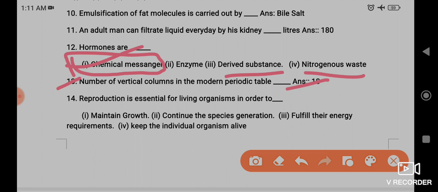Okay. Then number 14, reproduction is essential for living organisms in order to, so see the options out here: maintain growth, continue the species generation, fulfill their energy requirement, keep the individual organism alive. So the most appropriate answer will be continue the species generation. So the answer will be option number 2.